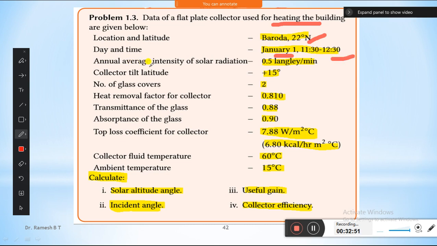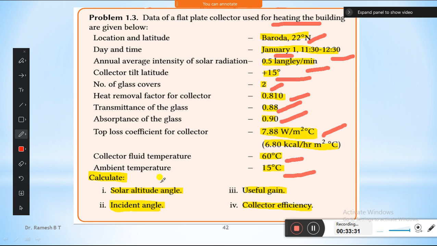The annual average intensity of the solar radiation is 0.5 Langley per minute. The collector tilt is latitude plus 15 degree. The number of glass covers, that is m, is 2, and the heat removal factor is 0.810. The transmittance of glass is 88, meaning how much of the radiation passes through, and the absorption of the glass is 0.90. The top loss coefficient is 7.88. The collector fluid inlet temperature Tp is 60 degree and the ambient temperature Ta is 15 degree, they are given.